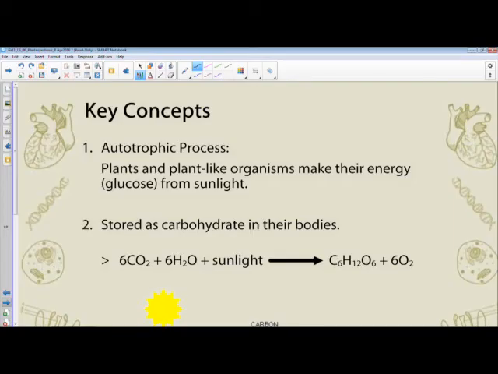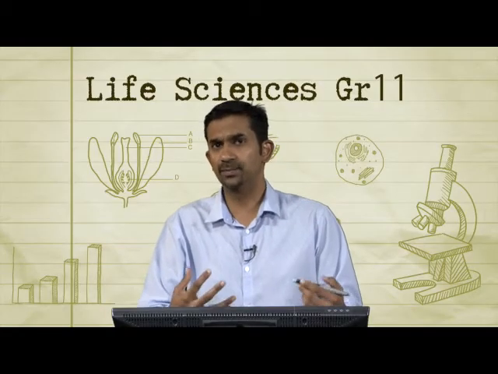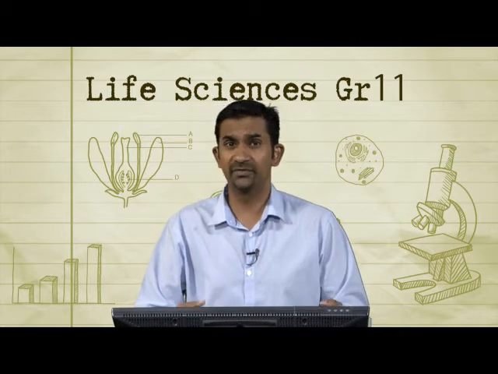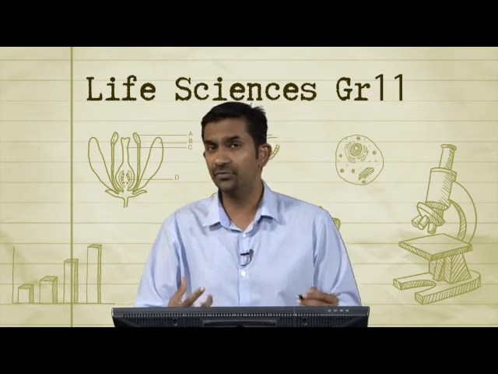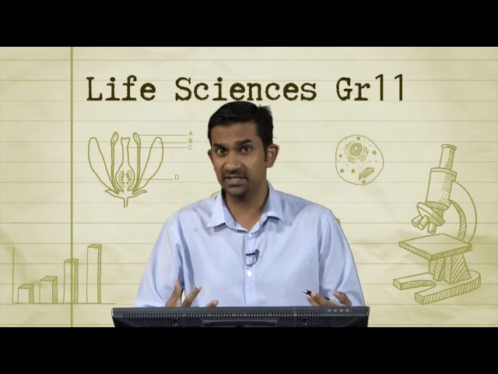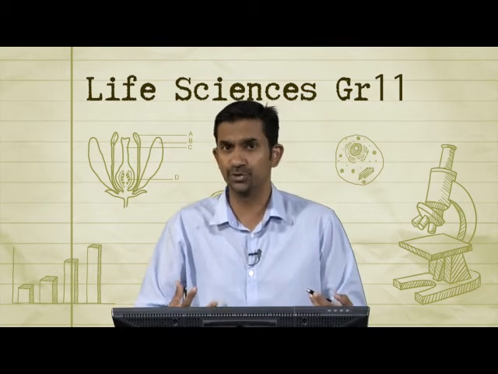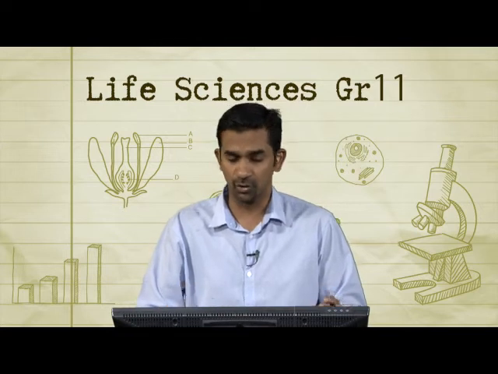What are the key concepts that we need to look at? We need to look at photosynthesis being an autotrophic process. What do we mean by this? We mean that organisms that are capable of manufacturing their own food are called autotrophs. So plants and plant-like organisms can make their energy from sunlight to produce glucose. That process is referred to as photosynthesis. Not only plants are able to photosynthesize. We've got certain microorganisms that have chloroplasts in them, and they're able to photosynthesize using energy from the sun to produce your essential carbohydrates or glucose.